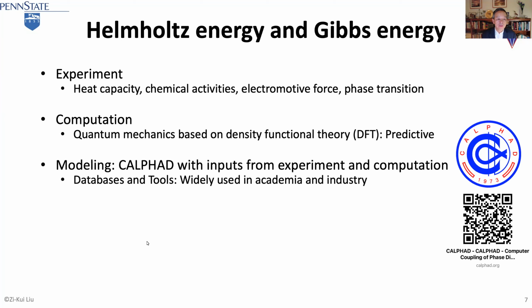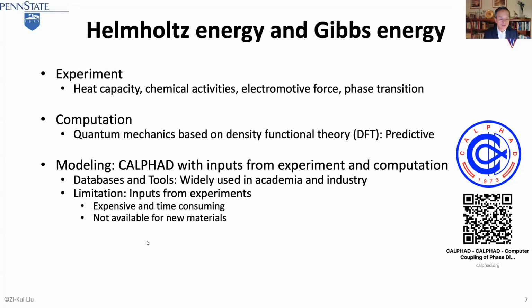So we have the data from the experiments and computation, we do CALPHAD modeling. We model the Gibbs energy as a function of temperature, pressure, and composition. And then we develop the databases and the tools, and they can do material design, which are widely used in academia and the industry. However, there are some limitations of this method because it needs experimental data. The experiments, we know, are expensive and time-consuming, and it's not available for new materials.